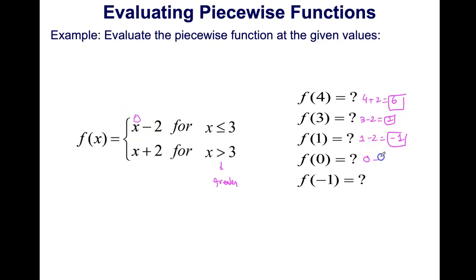0 minus 2 is what? It is negative 2. Use your calculator. Do not make mistakes. F of negative 1, again you will use the same one. The only thing is this x will be changed by this number over here, negative 1 minus 2, which is your answer, negative 3. That's your answer over here.